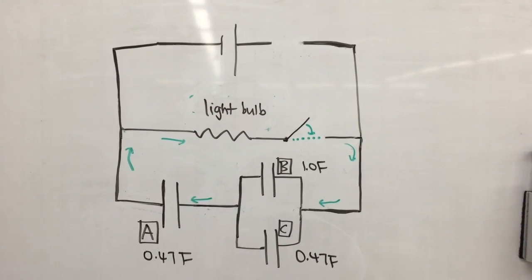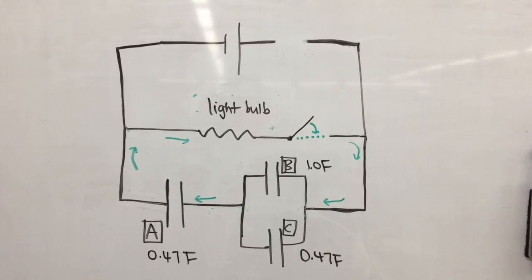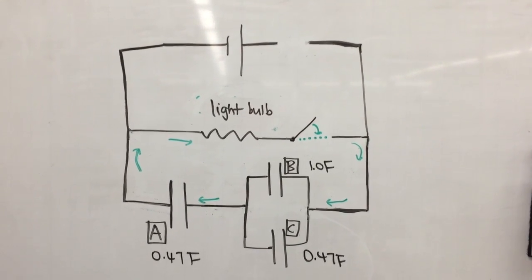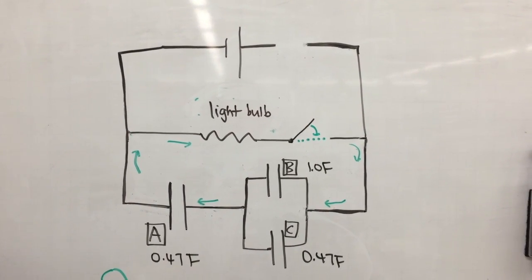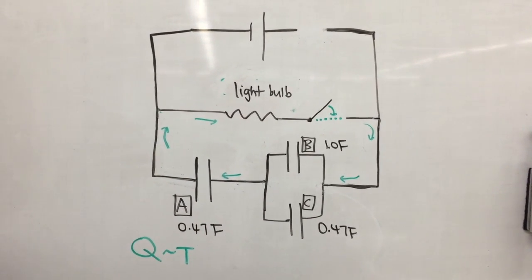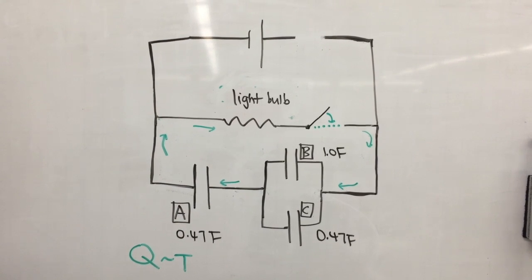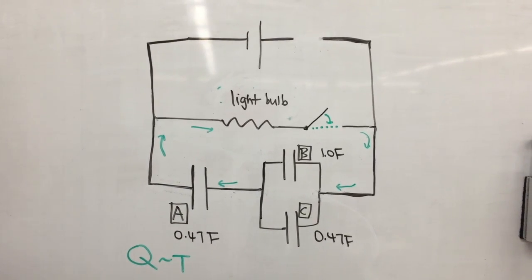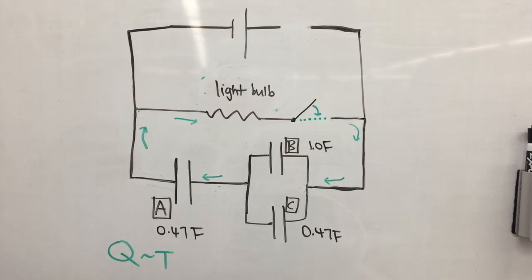So the amount of time taken for each capacitor to discharge is going to be related to the amount of charge on that specific capacitor. By hooking up each capacitor to the light bulb individually and measuring the time it takes for the light bulb to go dark, we can determine qualitatively how much charge there is on each capacitor in this circuit.